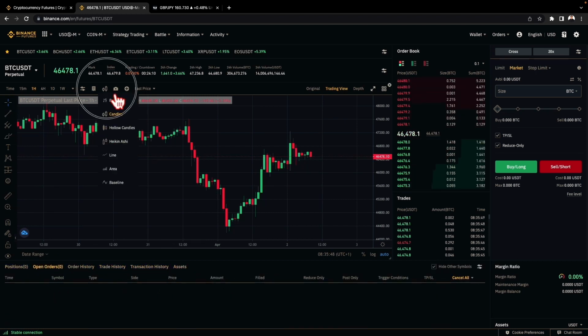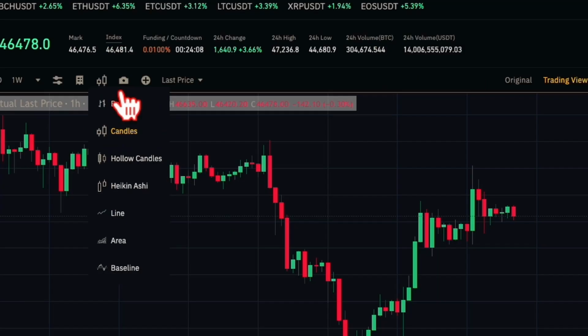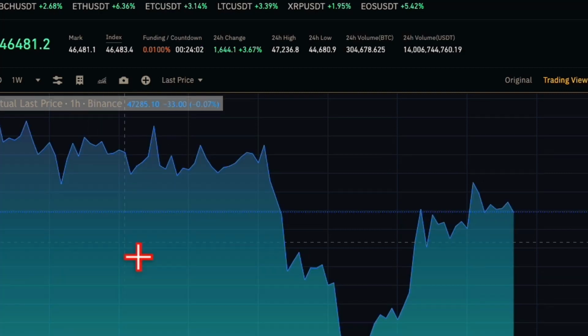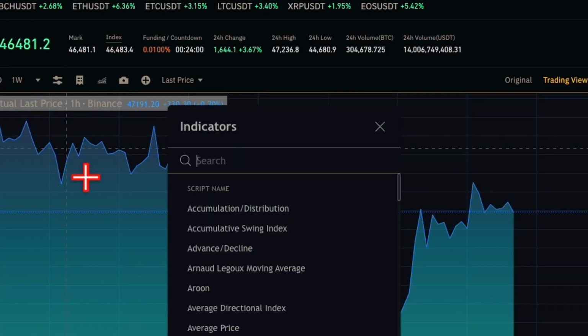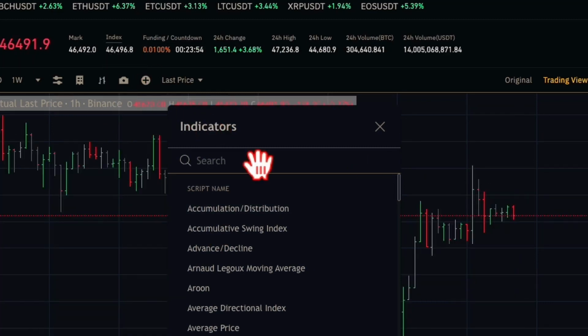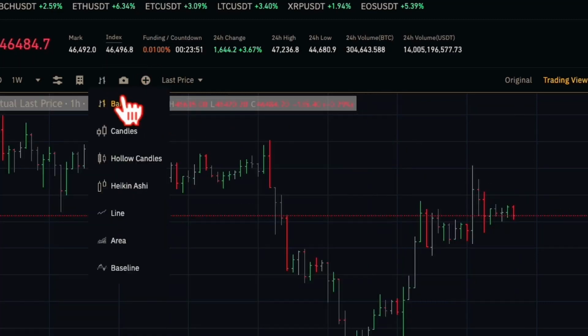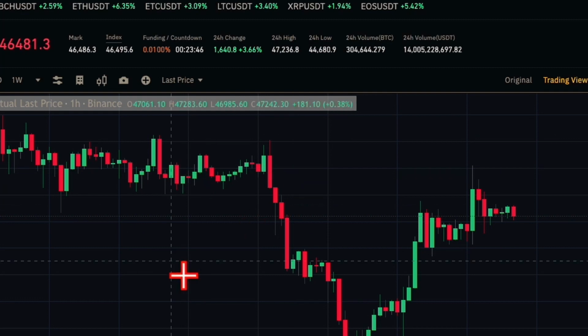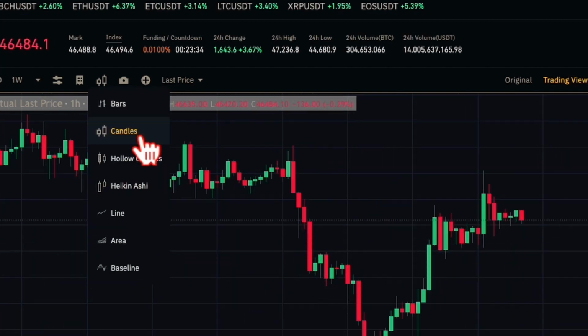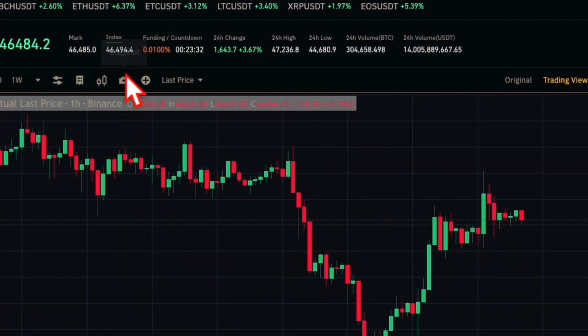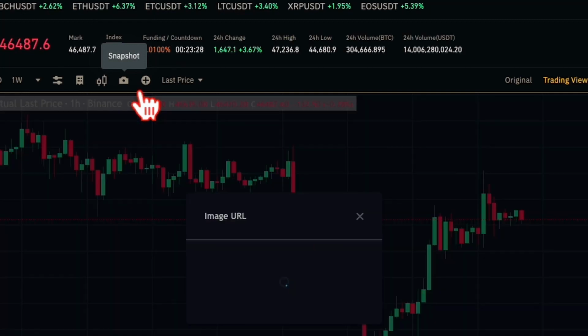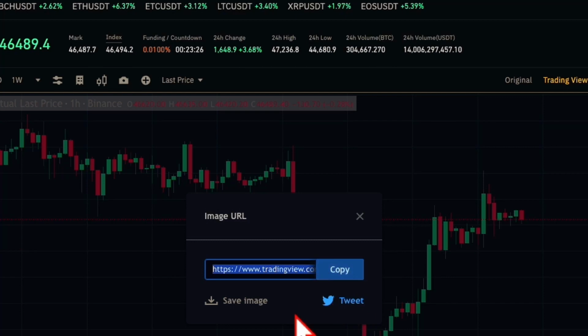Now here, I explained to you that here is where you can change your candle. So if you want to use hollow candles, bars, line, area, whatever suits you best. This is area. I can change it to use bars. So depending on the chart that you are accustomed to, you can pick it here. I pick candles here. So here is where you can pick candles or any other type of chart that you are interested in. Here you can take a screenshot or a snapshot as we call it. If you click on here, you can take a snapshot of this page and save the image if you want to.